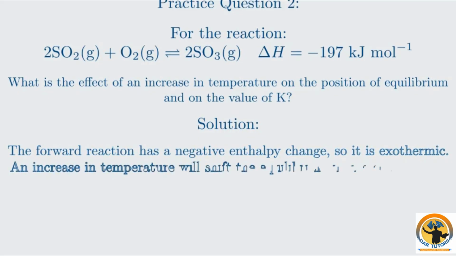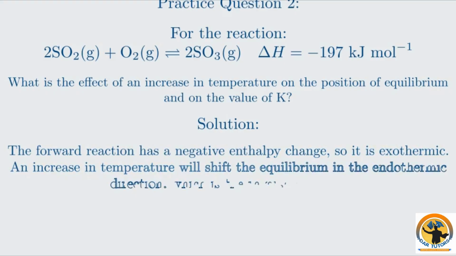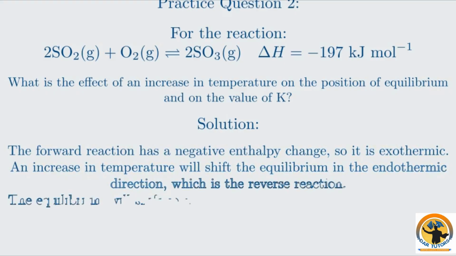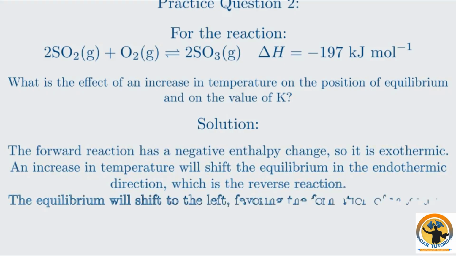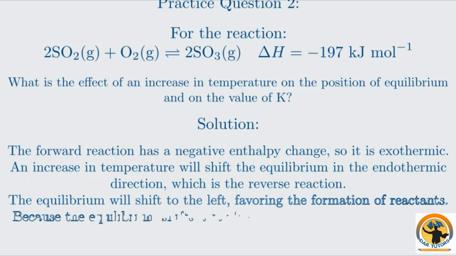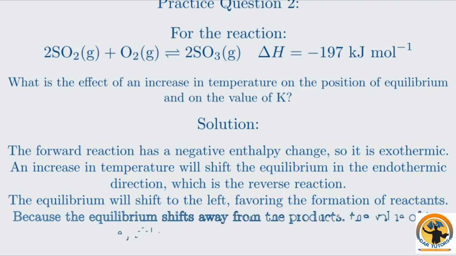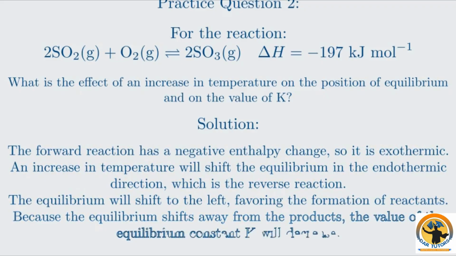An increase in temperature will shift the equilibrium in the endothermic direction, which is the reverse reaction. The equilibrium will shift to the left, favoring the formation of reactants. Because the equilibrium shifts away from the products, the value of the equilibrium constant K will decrease.